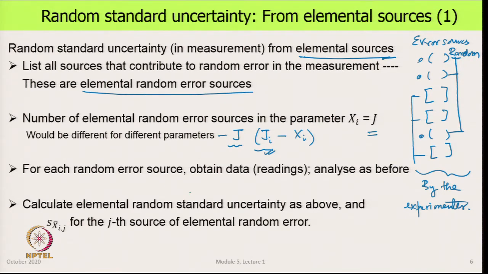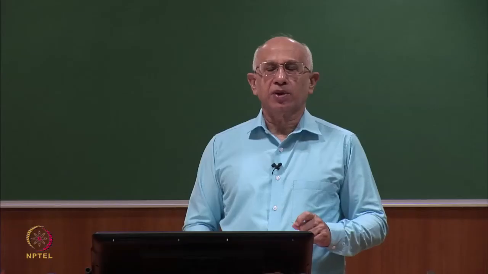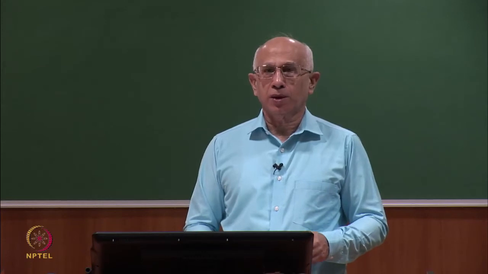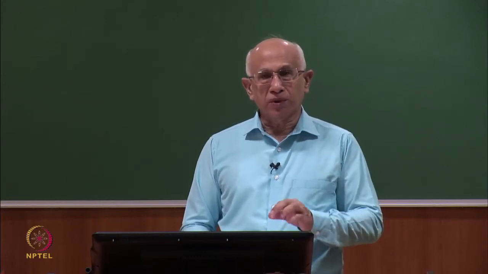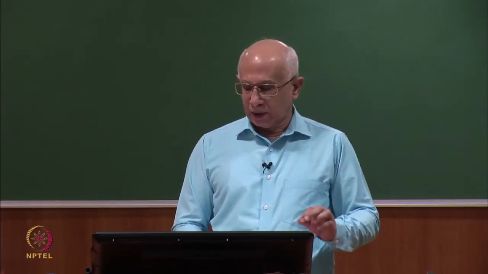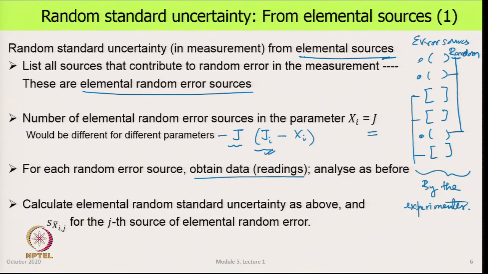For each random error source, we obtain the data, which means that when we take data for that random error source, we are holding everything else constant. So, we can say that this variability that we are seeing, or these errors that are being caused, are only because of this error source and no other error source. So, we get a bunch of numbers and then we analyze as before and get all the data that we want.